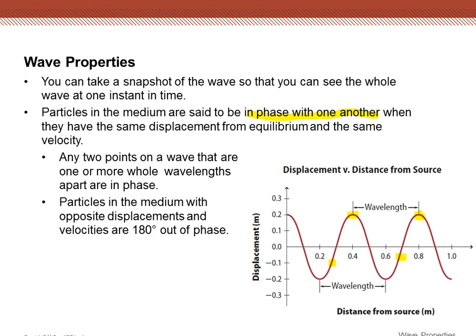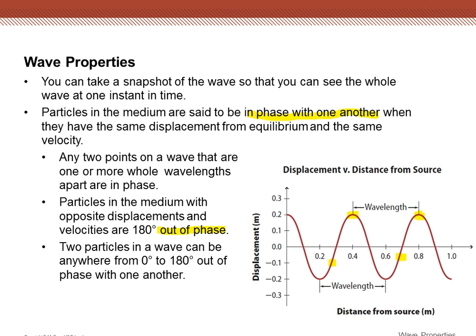Particles in a medium with opposite displacements and velocities are 180 degrees out of phase. So we have this idea of being in phase and out of phase. In phase is the same displacement from the equilibrium point. Out of phase, that's where either the particles in the medium are moving in the opposite direction or they have opposite displacements. Two particles in a wave can be anywhere from 0 to 180 degrees out of phase with one another. If you're 0 degrees, you're in phase, but any angle in between there, that's how we would describe either 30 degrees out of phase, 60 degrees out of phase. That's how much we have shifted either left or right with our waveform.